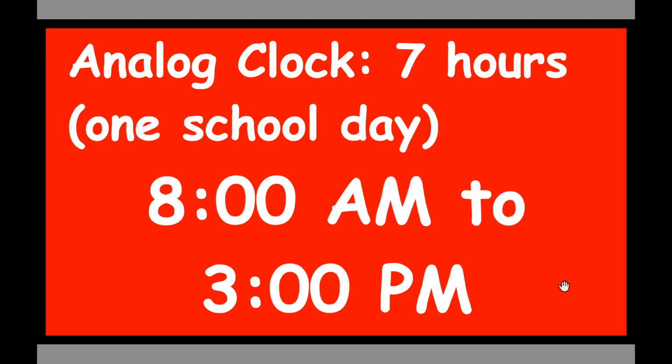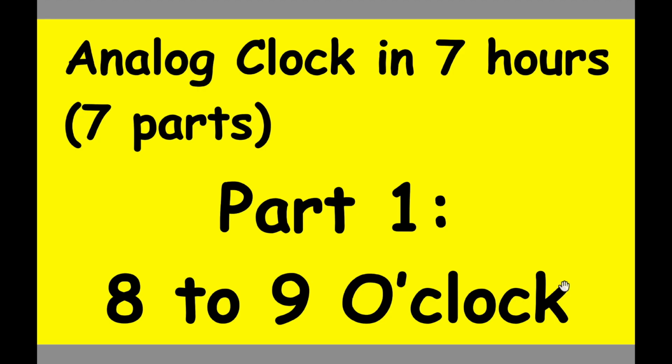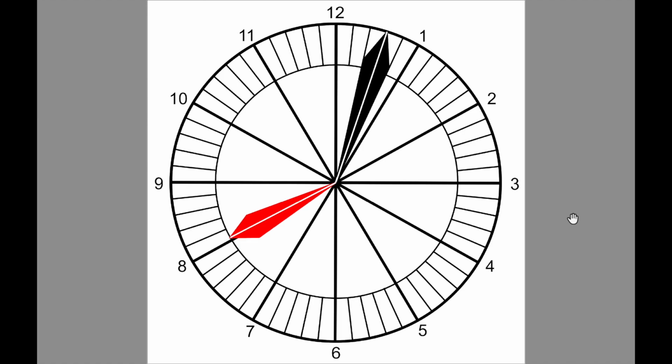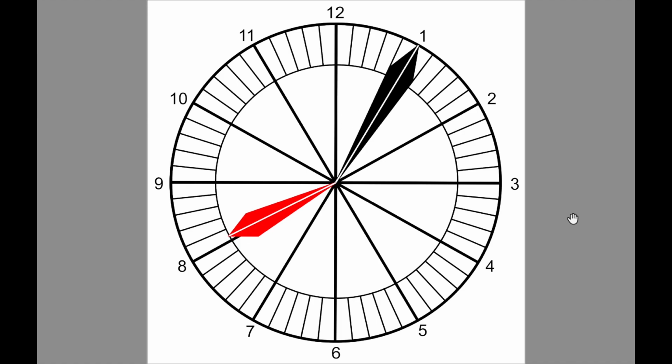This is a PDF of all of the minutes throughout a school day, from 8 o'clock in the morning to 3 o'clock in the afternoon. It's broken up into those 7 hours, and a link for this PDF is provided in the discussion below. So my suggestion is to download that PDF and use it however you want. So this is the first hour, from 8 o'clock to 9 o'clock. And as you move through the PDF, you move forward 1 minute each slide.